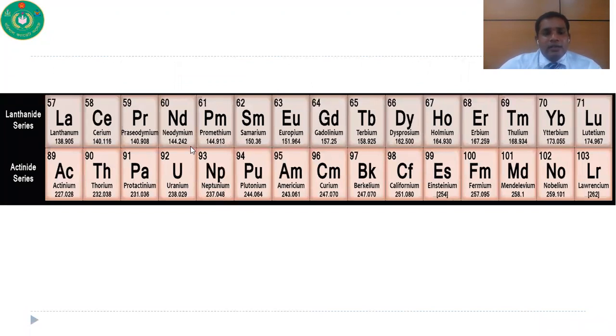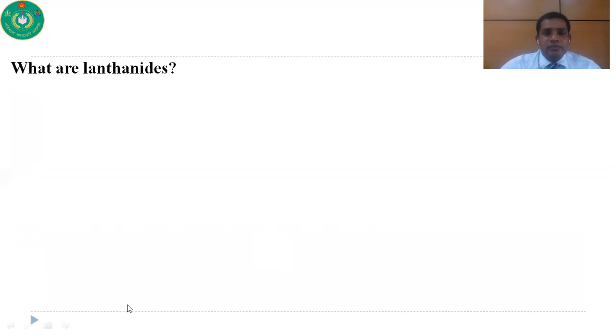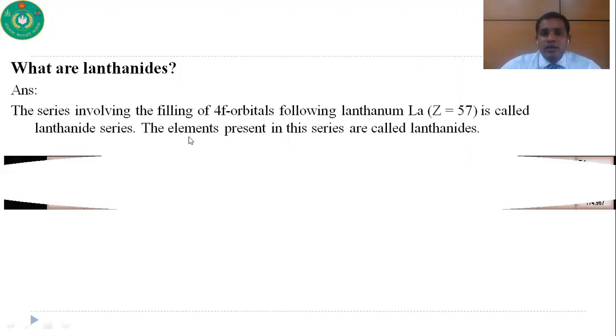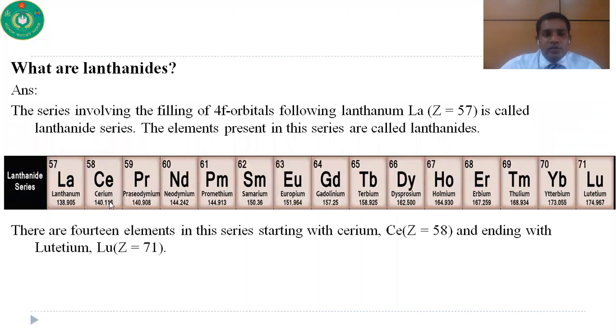You can see the figure. There are two series of inner transition elements or f block elements. One is the lanthanide series and the other is the actinide series. So what is the lanthanide series? The series involving the filling of 4f orbitals following lanthanum is called the lanthanide series. These elements are called lanthanides because their properties are nearly the same as the properties of lanthanum, and the series starts from cerium to lutetium. These 14 elements are called the lanthanide series. Lanthanum is not an f block element, this is a d block element.